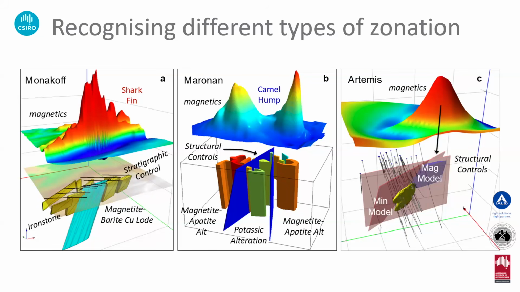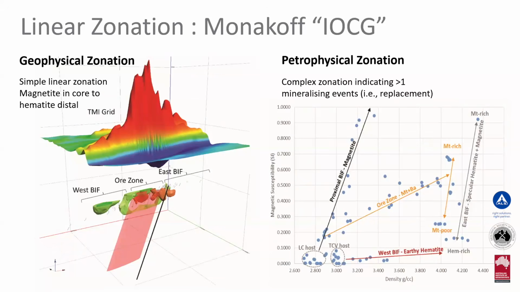This is Moronin here. This is kind of the opposite case, where you've got highly magnetic units on the outer part. You've got structure through the middle here, and these structures are bringing in fluids that are demagnetizing the core of that system. And I know you're geologists, not geophysicists, so I'll show you some rocks. Well, I'll show you some petrophysics first. I think I just showed you that. But one thing about the petrophysics here, it's very complicated.